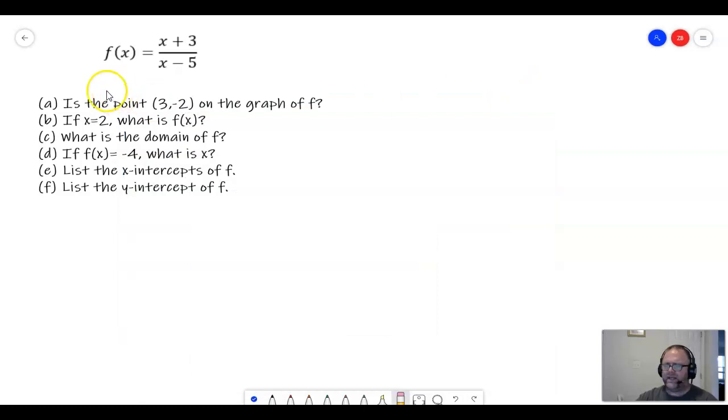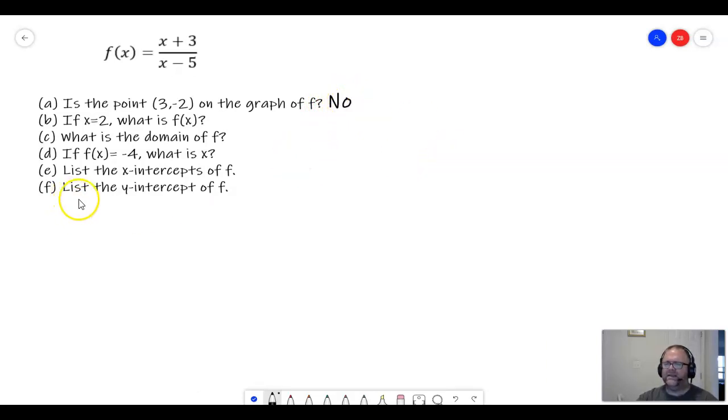And I can actually do this by hand if I wanted to as well, just by replacing the x with a 3, and you'll get 6 over -2, which indeed is -3. So this is going to be a resounding no, although it's close.